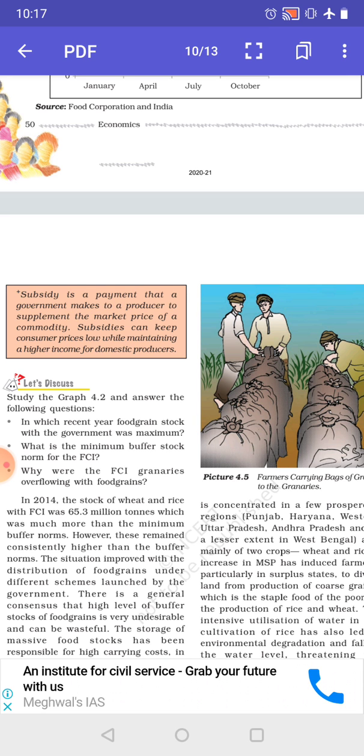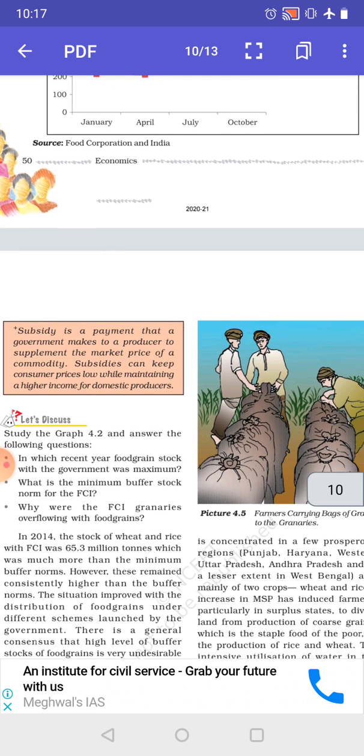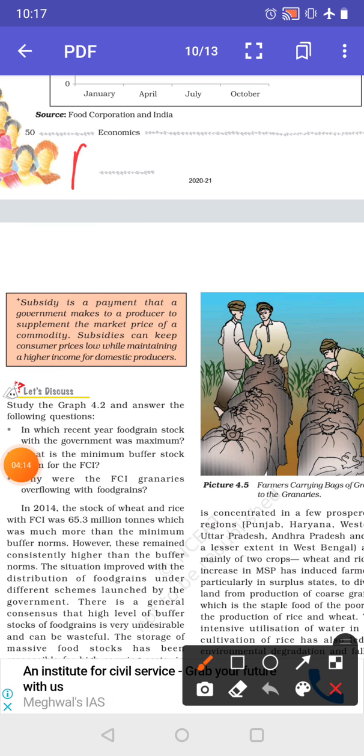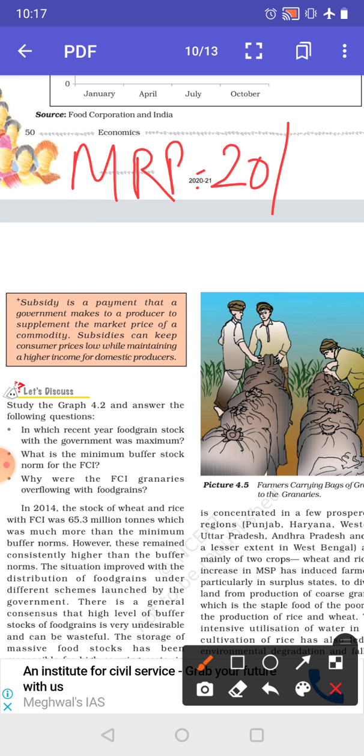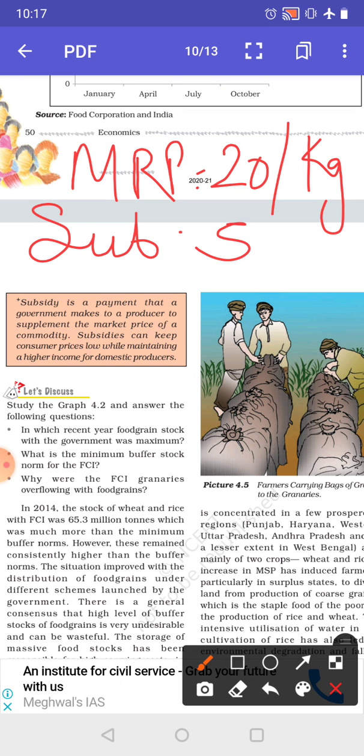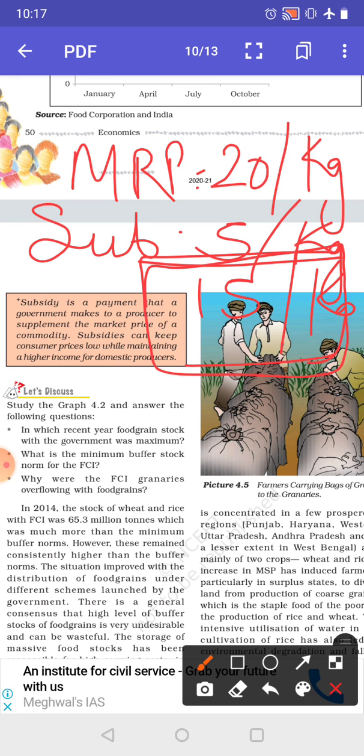For example, if we take the example of wheat, the market price of wheat is rupees 20 per kg. Suppose the government provides rupees 5 per kg subsidy on wheat, so we consumers will get the wheat at rupees 15 per kg. So for us this 15 rupees per kg is the price we pay, because this 5 rupees per kg is the subsidy provided by the government.